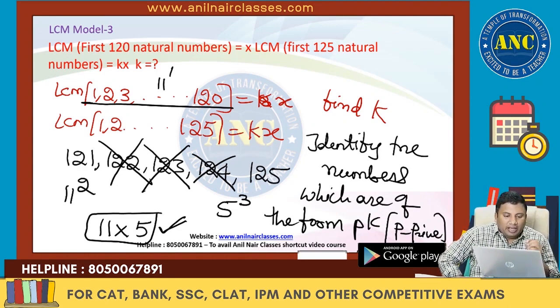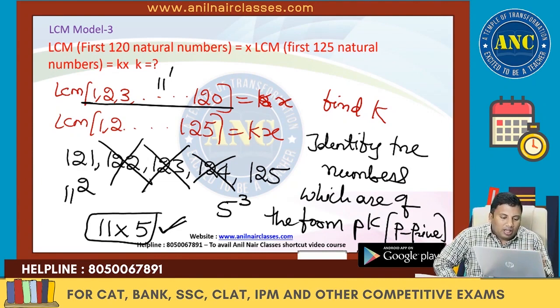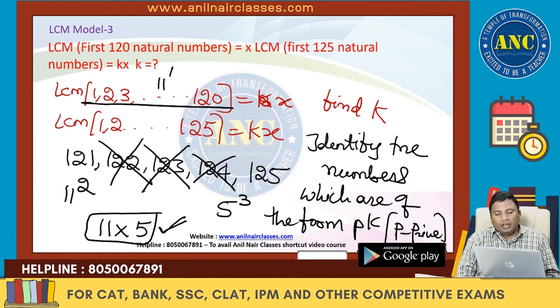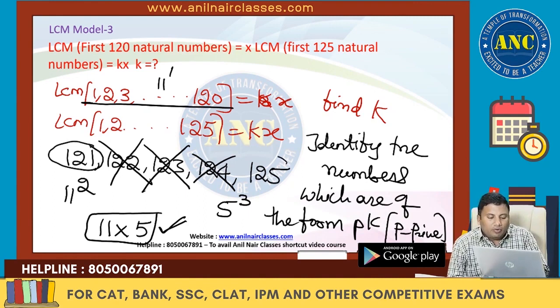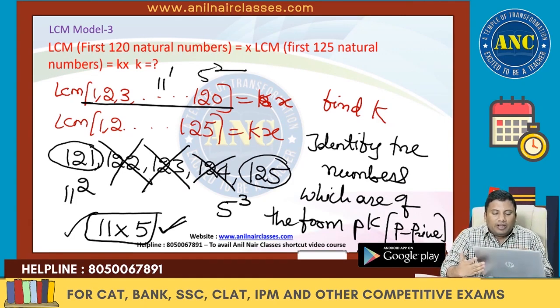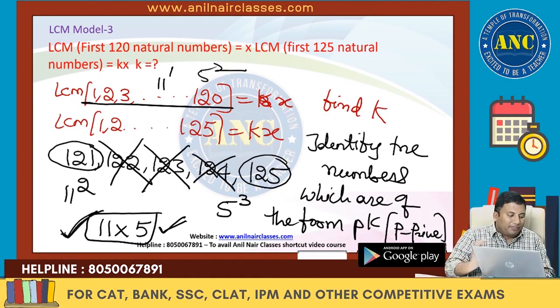Again I am explaining. After 120, what are all the natural numbers? 121, 122, 123, 124, 125. 121 is 11 square. 125 is 5 cube. Power of 11 till 120 is only 1, the highest power. So extra 11 will come. 5 square is 25, 5 cube is 125. Extra 5 will come. 11 into 5 is 55. Clear, right?